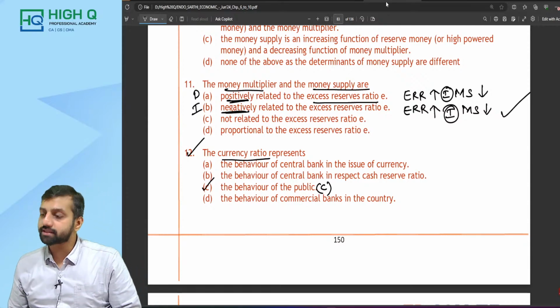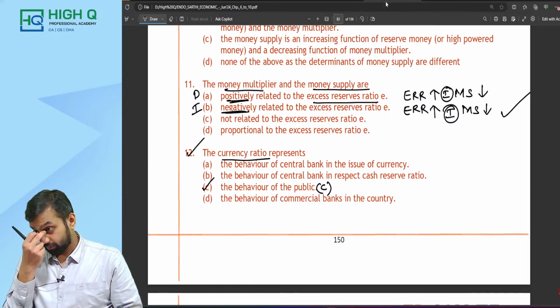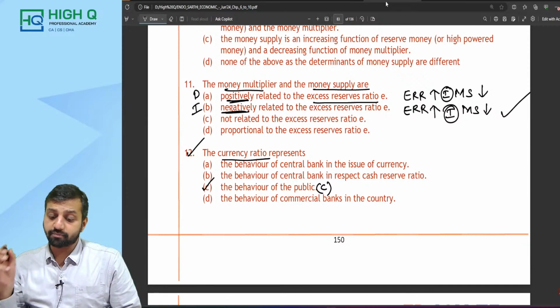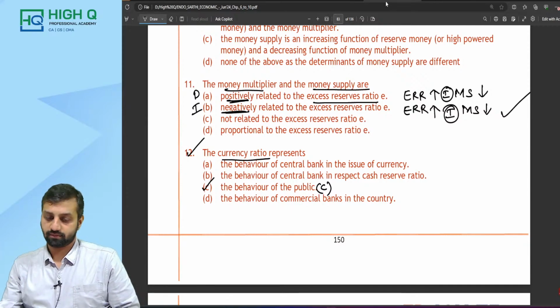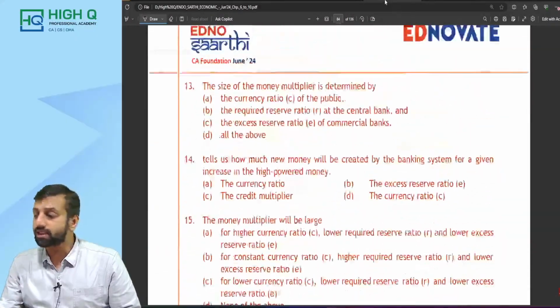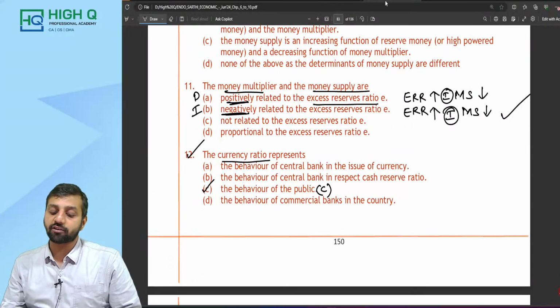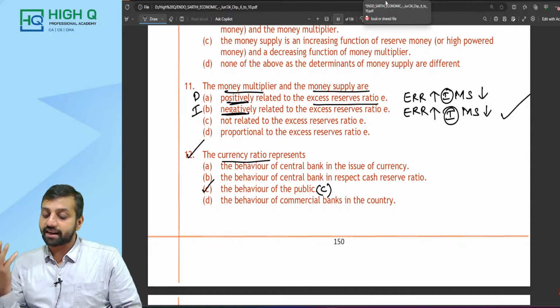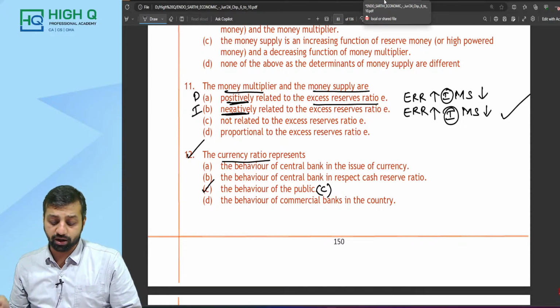Yes, dear students. For the 12th, somebody said the answer is B, which is wrong. The answer for the 12th one will be C, because the currency to deposit ratio is a part of the behavior of the public. For the central bank, we don't have a currency ratio. We have high powered money.